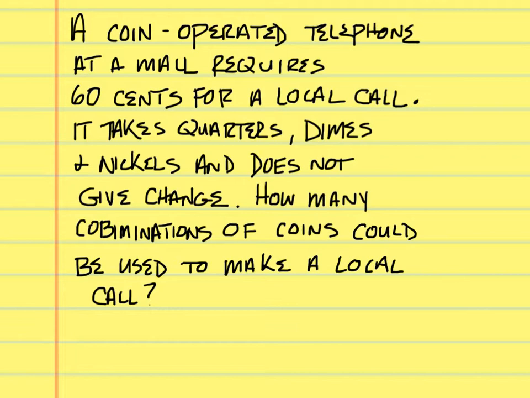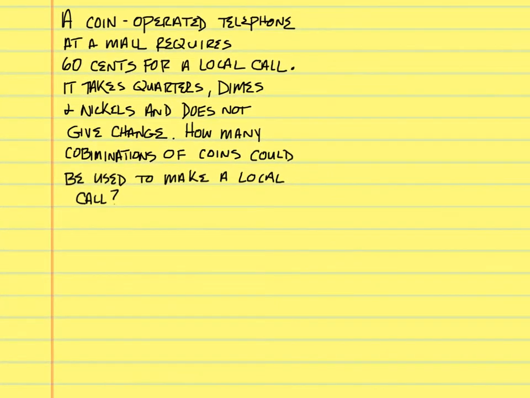In this problem, a coin-operated telephone at a mall requires 60 cents for a local call. It takes quarters, dimes, and nickels and it gives no change at all. How many combinations of coins could be used to make a local call? So look at the problem. Whatever you put in, it must add up to be what? It's got to add up to be 60 total. And what can you put in?